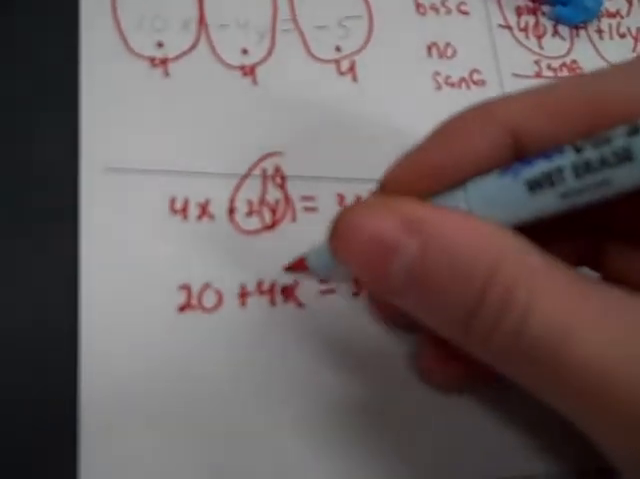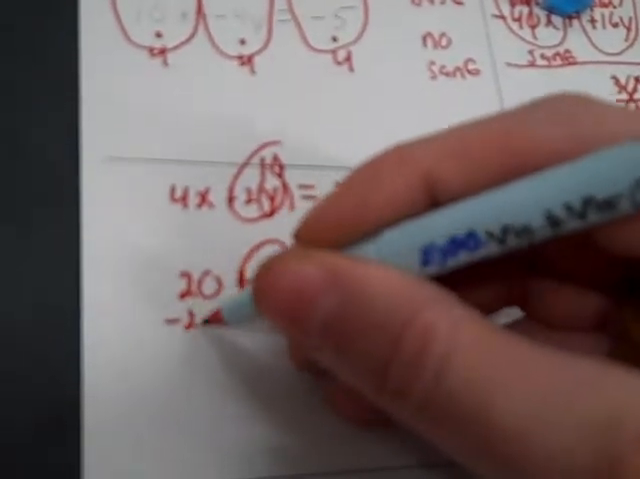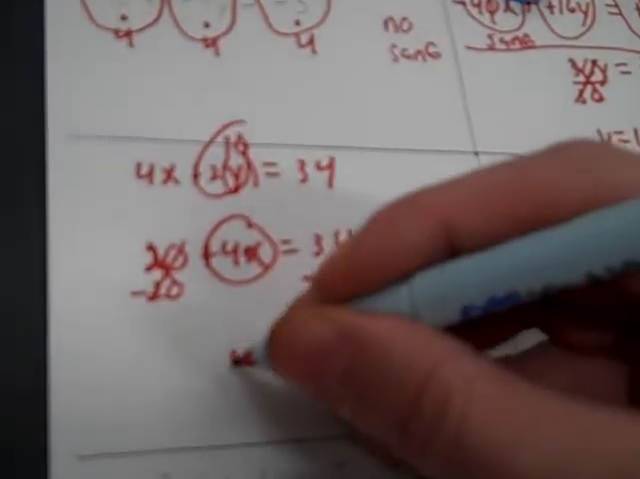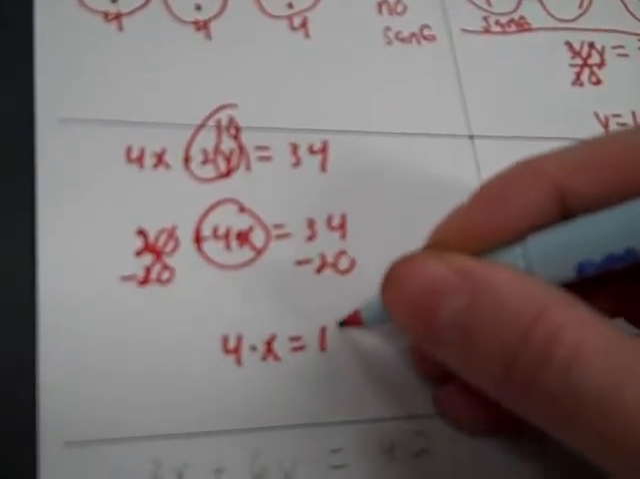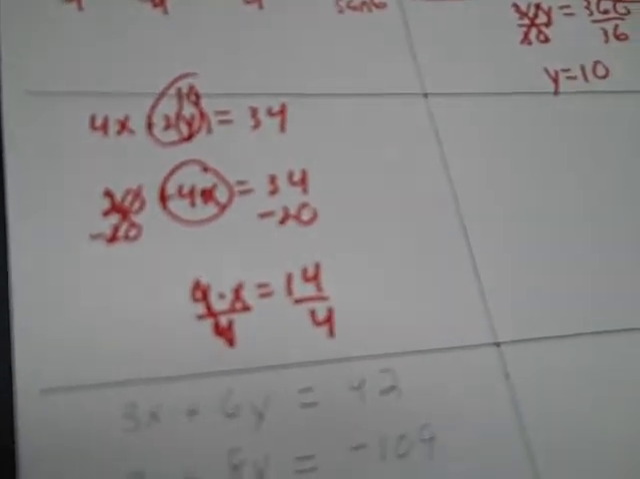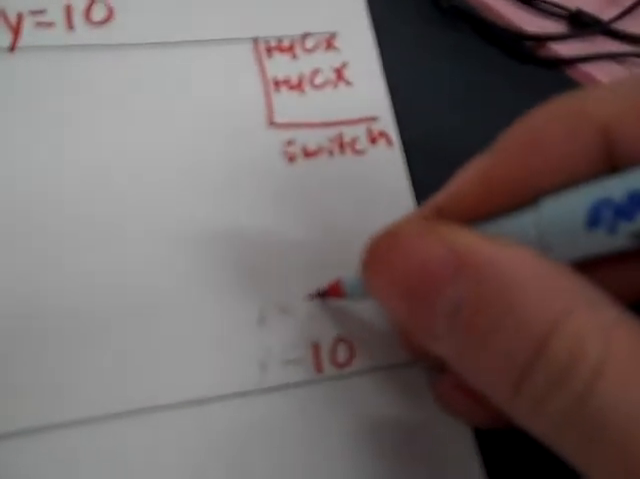So I dot my x, circle it, then I minus 20 from each side. 34 minus 20 is 14, so 4 dot x equals 14. And then I divide by 4, and I divide 14 by 4 on my calculator. So 14 divided by 4 is 3.5. So that's a decimal. That's okay. If you get decimals, you got to just keep moving.